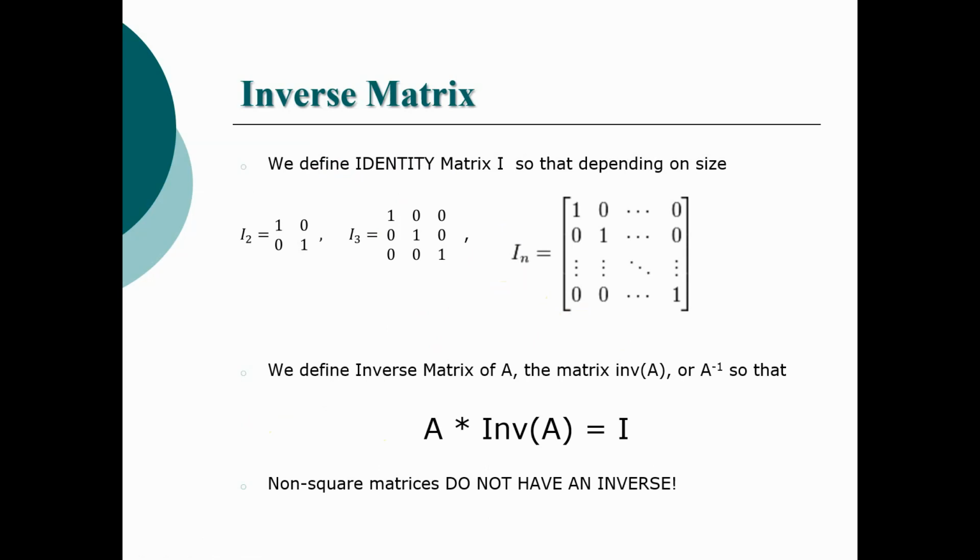An identity matrix is what we call a diagonal matrix. It's a square matrix that has the number 1 on the main diagonal. All the elements on the main diagonal are equal to 1, and everything else is equal to 0. This is called an identity matrix. So this is an identity matrix with 2 rows and 2 columns. This is an identity matrix with 3 rows and 3 columns, and this would be an identity matrix with n rows and n columns. All the elements on the main diagonal are 1. The rest of the elements are equal to 0.